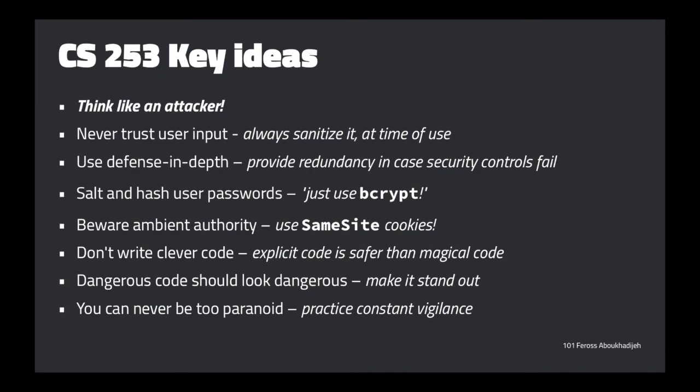Don't be overly clever. It's better to be explicit than to be magical when you're writing code. I will take boring, plain, repetitive, explicit code any day over magical code, even though magical code is fun sometimes. But for security, explicit code is usually better. Dangerous code should look dangerous, so if something is very risky to use, make sure it has a scary name and make sure it's properly documented. Don't combine it with functions that do benign things. Don't put those two things together. And then, of course, you can never be too paranoid. In security, a paranoid mindset is actually a very valuable asset, so be constantly vigilant.